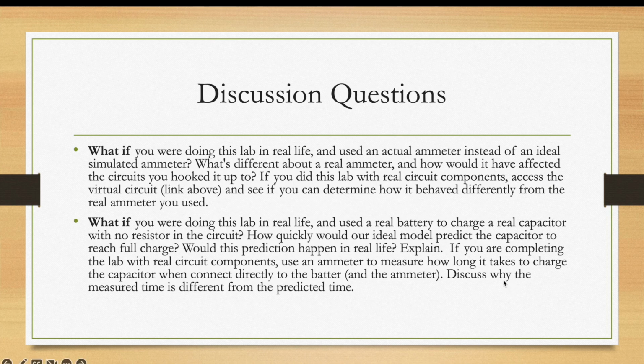And if I completed this lab with real circuit components, access the virtual circuit and see if you can determine how it behaved differently from the real ammeter used. It behaved differently because my ammeter has some resistance to it and the virtual one didn't, so it's an ideal ammeter, and that caused me to have a little bit of skewed results.